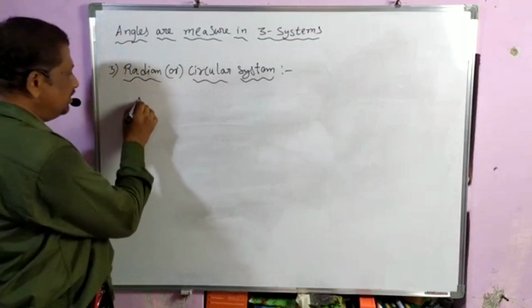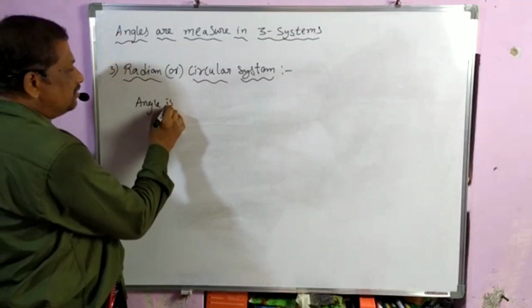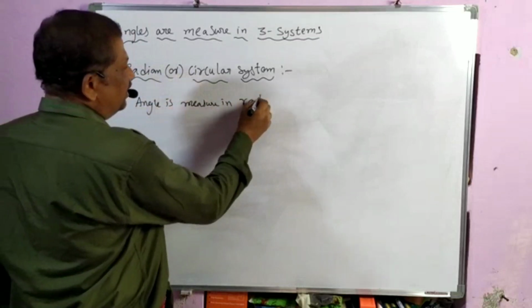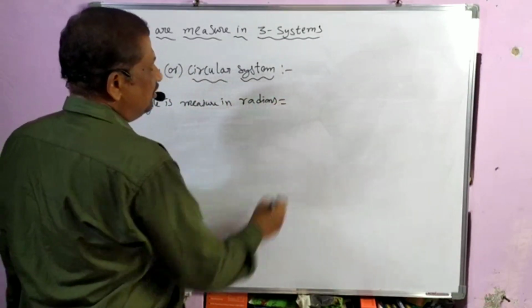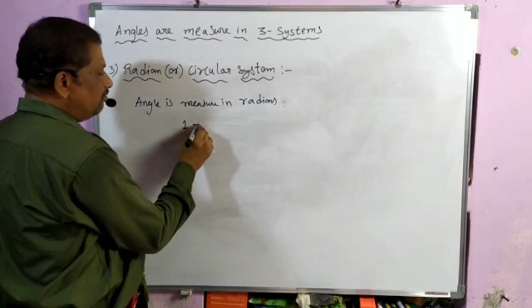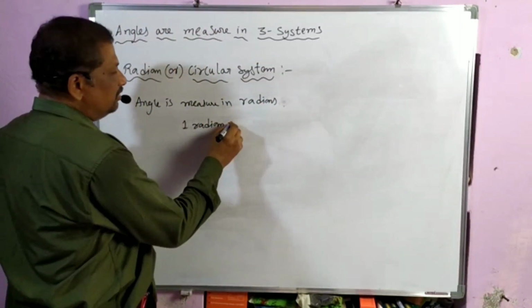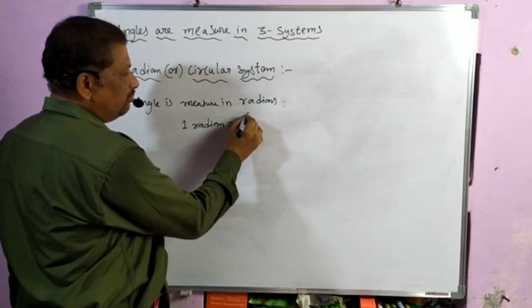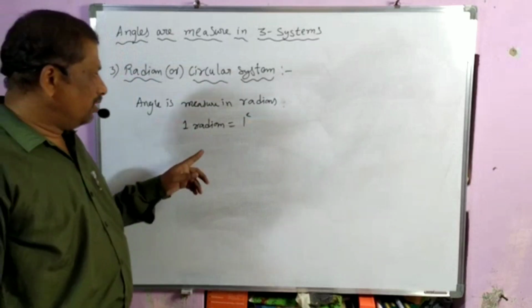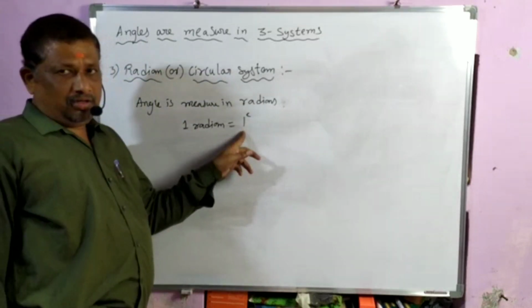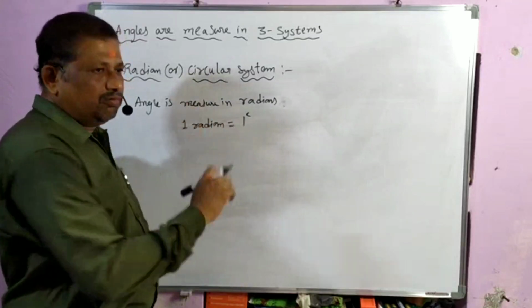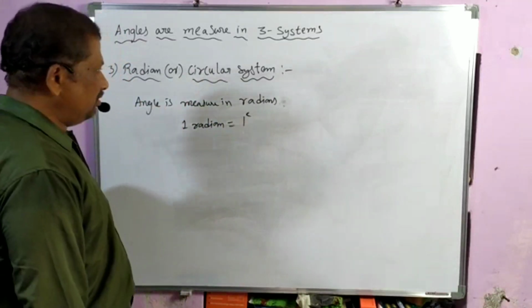So angle is measured in radians. It is denoted as 1 radian, by simply 1 power c. In degrees, 1 power 0. In grades, 1 power g. In radians, 1 radian is equal to 1 power c. Okay.